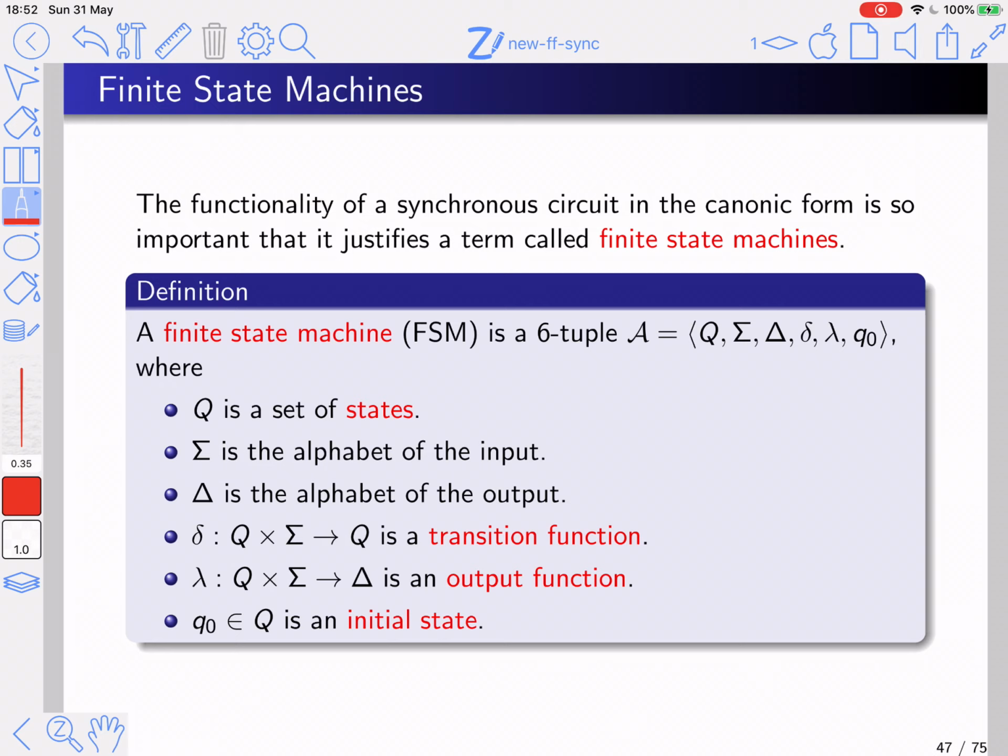In the third part, we will continue with the description of finite state machines.